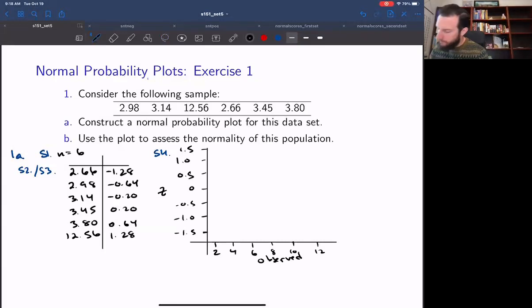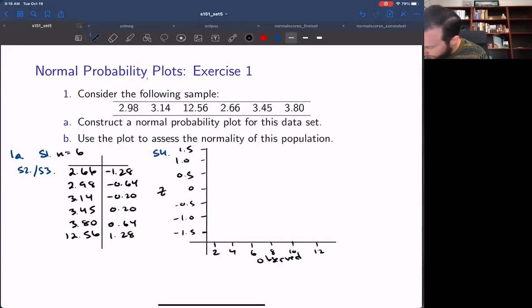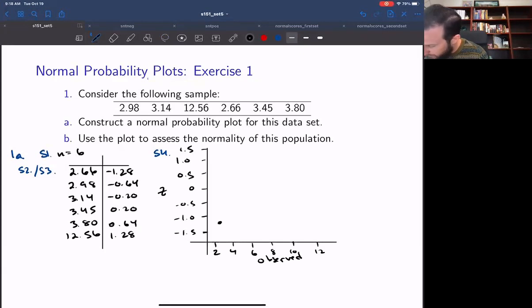Okay, now we have to mark the values down. So 2.66, negative 1.28 will be right about there. 2.98, negative 0.64 will be right about there. 3.14, negative 0.2 will be right about there. 3.45, 0.2 will be right about there. 3.8, positive 0.64 will be right about here. And then 12.56, 1.28 will be way over here. All right.